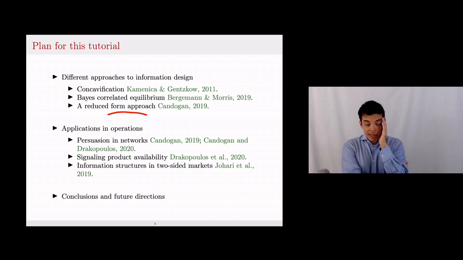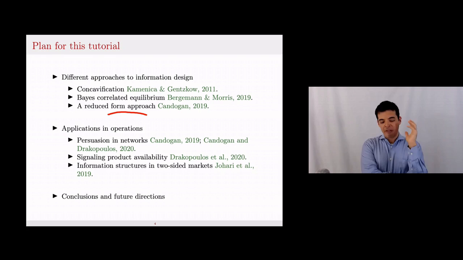Ramesh Johari, Barlight, and Gabriel Weintraub have a real nice recent paper that focuses on designing optimal information structures in two-sided markets. That will be the third application I will focus on in the context of operations. After these applications, I will briefly conclude and highlight some future directions as well as some recent and ongoing work in the area.